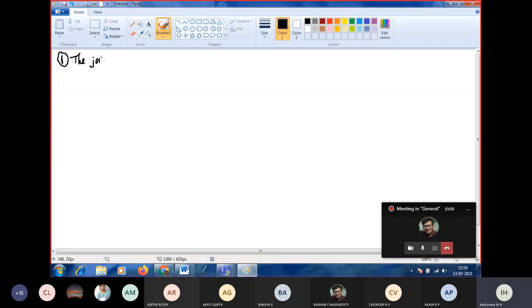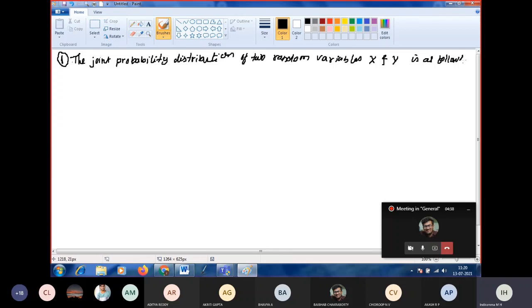The joint probability distribution of two random variables x and y is as follows. So write down the distribution table.